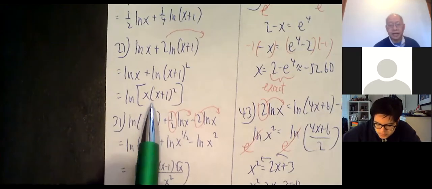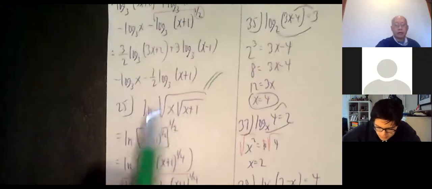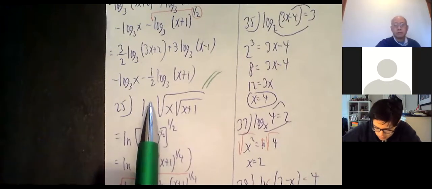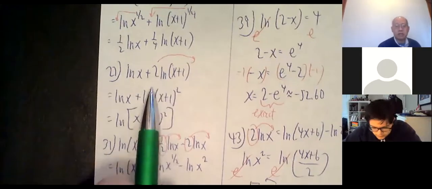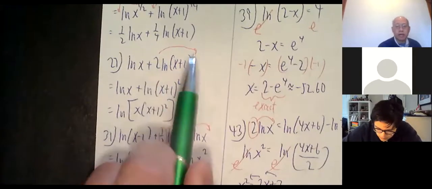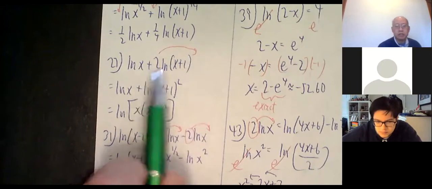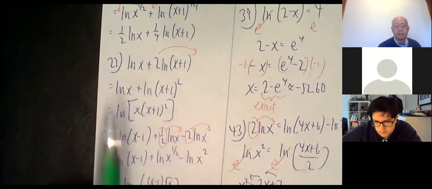So please notice this is the exact opposite of what we were doing over here. Over here we were going the other direction, breaking it up. Now we're going to make it go back as a single log. So coefficients climb back up. Pluses mean multiply. Minus means divide.